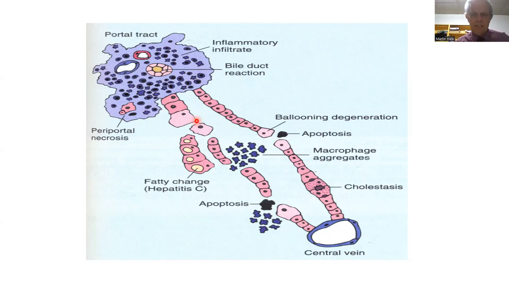For example, the inflammatory infiltrate in the portal tract in autoimmune hepatitis is often rich in plasma cells. With hepatitis C infection, you may get an infiltrate, or you may get fairly extensive cholestatic change, at least fatty change occurring in the liver as well as the hepatocyte necrosis. And then in alcohol, as I said, you may get ballooning degeneration.